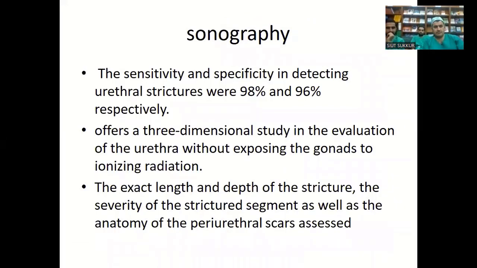Sonography is most sensitive and specific and detects urethral strictures, with about 98% sensitivity and 96% specificity. It gives an idea through a three-dimensional study and evaluation of the urethra without exposing the gonads to ionizing radiation. The exact length and depth of the stricture and the severity of the stricture segment, as well as the anatomy of the periurethral scars, are also assessed.